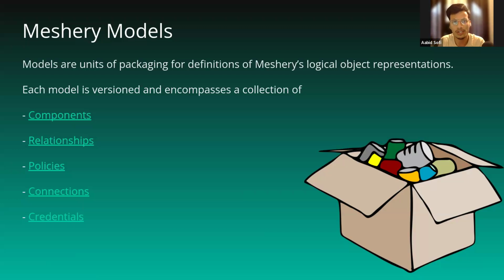So what Meshery models contain right now is this list of things. These might increase in the future, because we might have other things that Meshery might manage or use, and those might also go inside the model. So right now Meshery models contain components, relationships, policies, connections, and credentials.